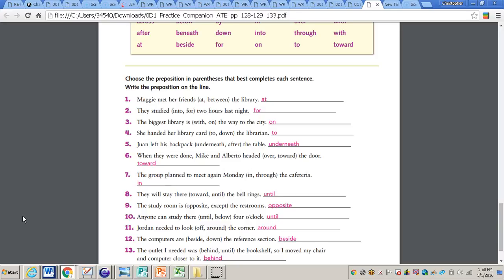So this concludes the video on prepositions, and once again, remember that a preposition is a part of speech that shows the relationship between a noun or pronoun and also other words in a sentence.